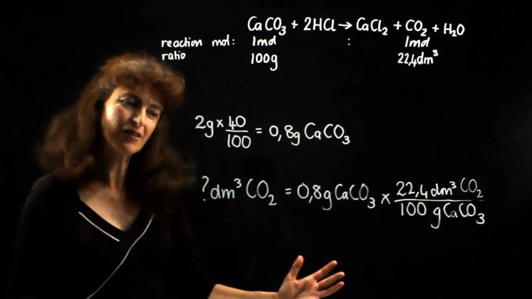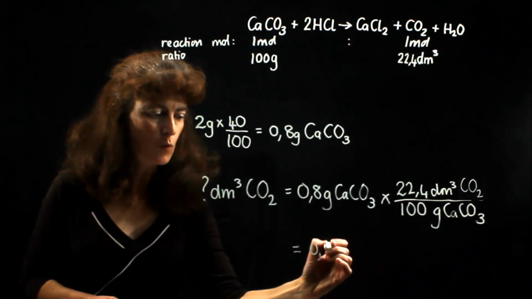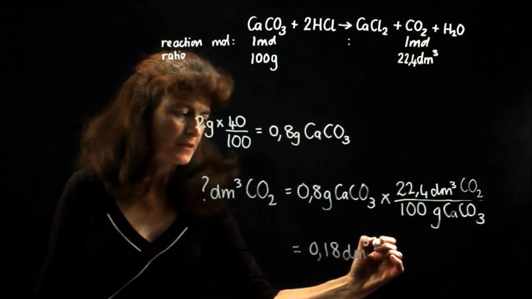We do this on our calculator and we find the answer, when we round off, is 0.18 decimeters cubed of carbon dioxide.